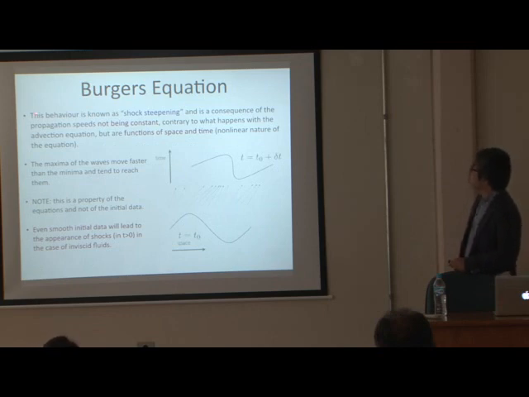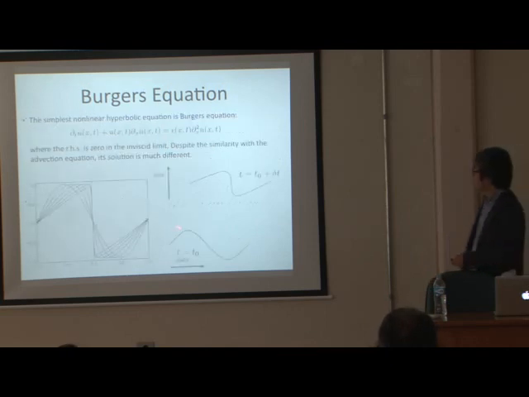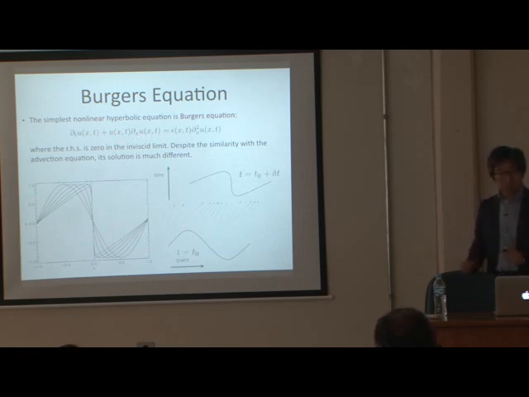Yes, this kind of behavior is known as shock steepening. I remember vaguely this from reading Toro's book. The value of u is constant along a characteristic curve, right? Yes, because the characteristic speed is just a function of u, so u is constant along each characteristic.